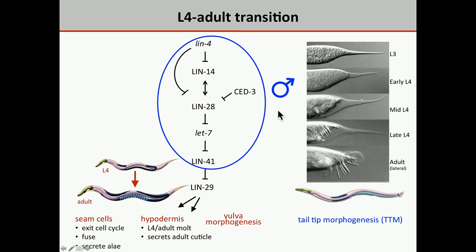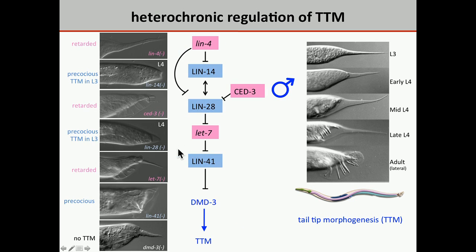We know that these genes are involved, and we know that from studying mutants. For instance, if we are looking at a LET7 mutant, tail tip morphogenesis does not happen at L4, so that the adult males have this long tail tip sticking out. This is a retarded phenotype. The tail tip will retract in adult. Conversely, if we are looking at LIN-14, LIN-28 or LIN-41 mutants, tail tip morphogenesis happens one stage too early in L3, so that the L4s already have a rounded tail tip, and this continues through the L4 stage so that the adults have these over-retracted tail tips.